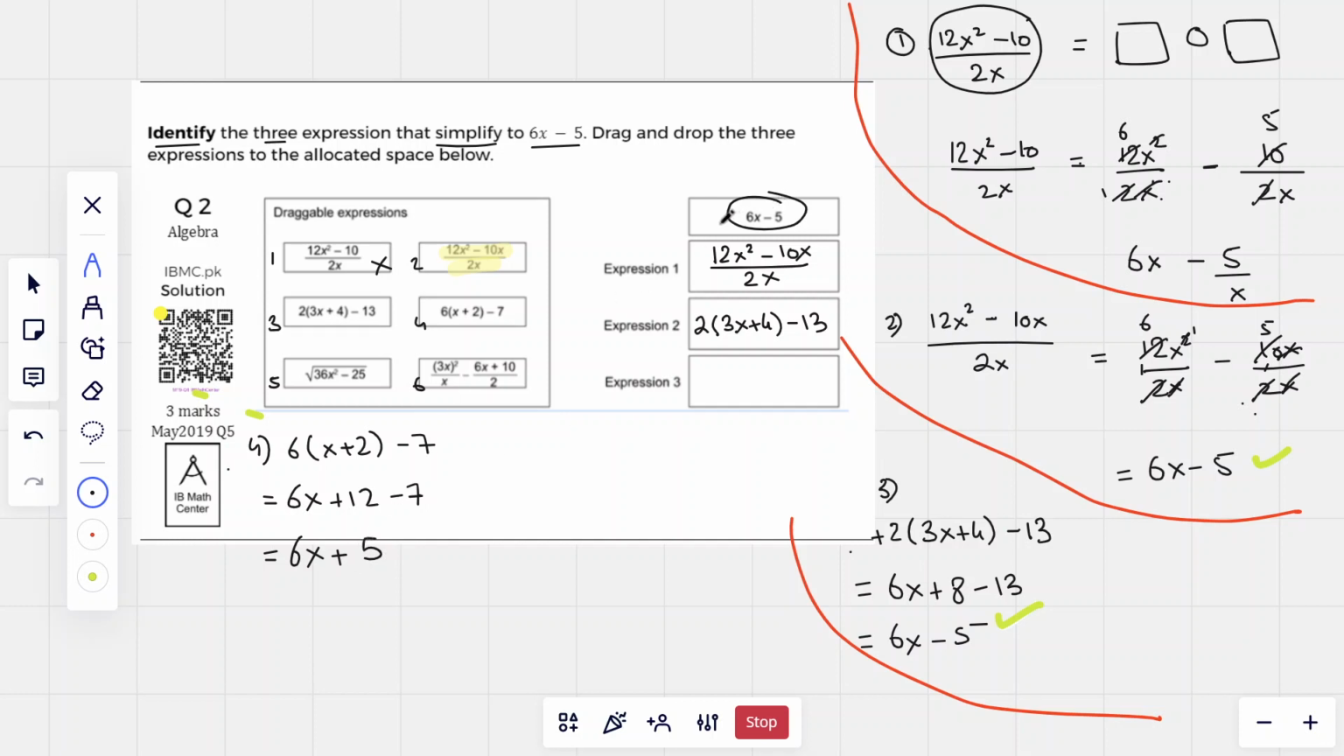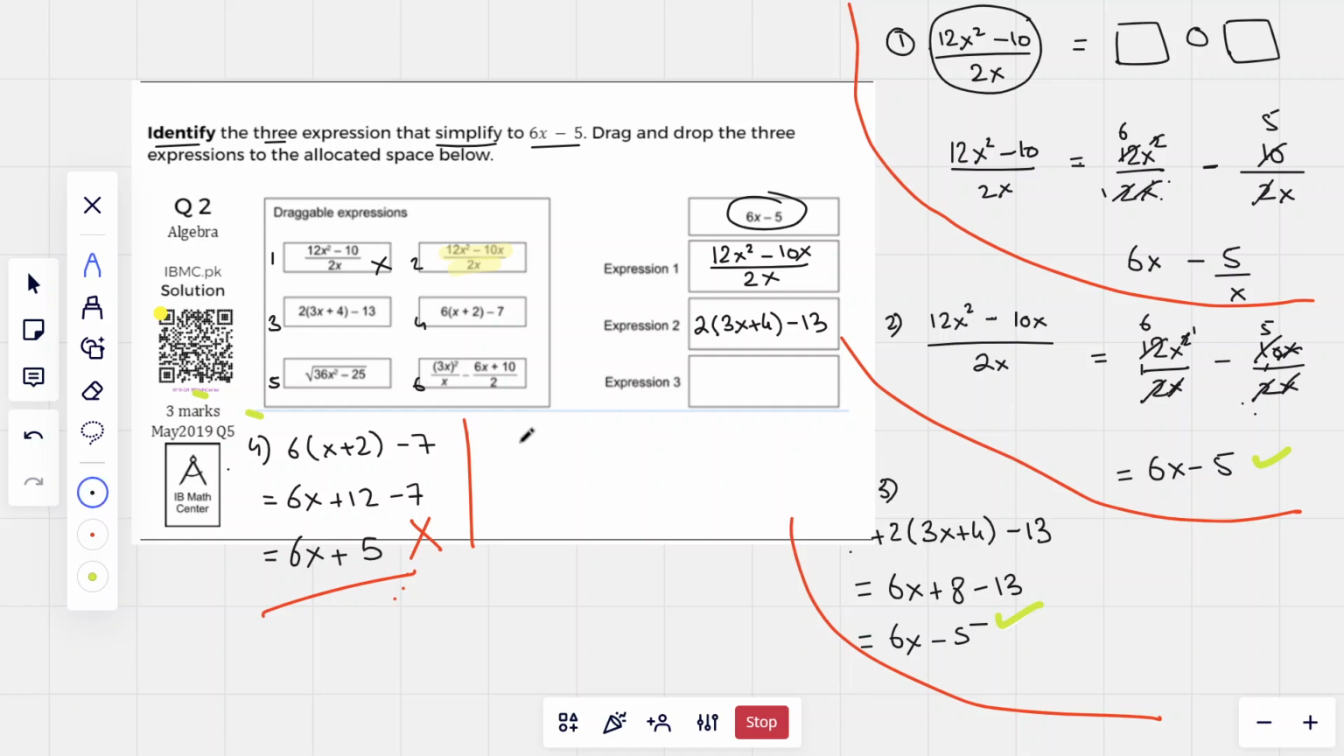No, they're trying to trick you. Why? Because this is 6x plus 5, while the desired expression is 6x minus 5. The sign here is positive. So hence, this was a trick question. This is wrong. Expression number 4 is not the right expression, because it simplifies to 6x plus 5, not 6x negative 5.